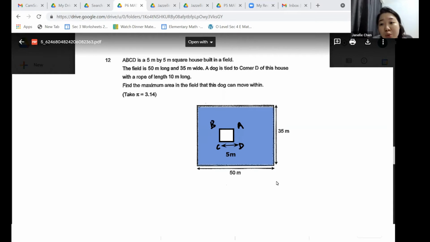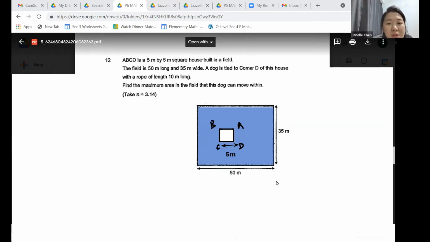Today we're going to go through a 4 and 5 marks higher order question that will require you to practice a bit of visualization. This question is from the 2020 Tao Nan Prelim, question 12 in paper 2. The question goes like this.